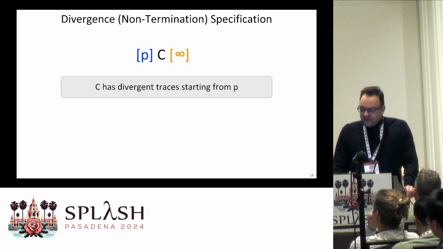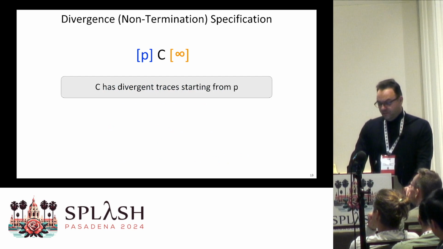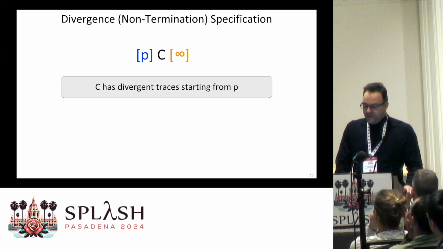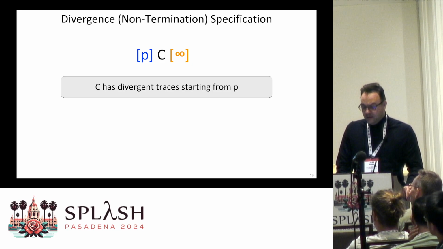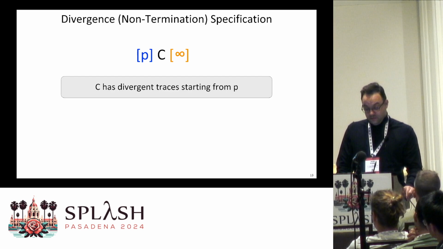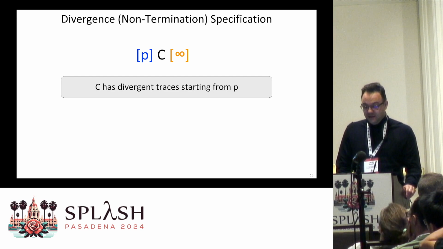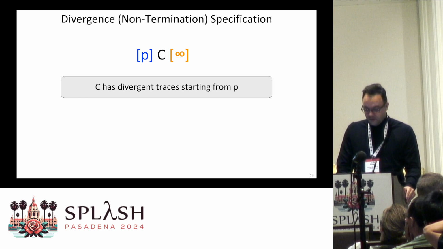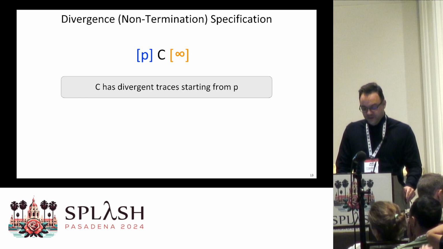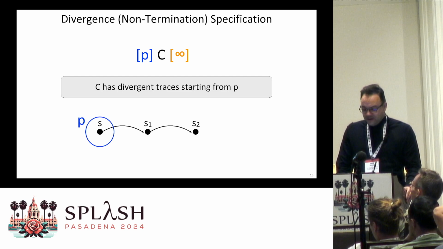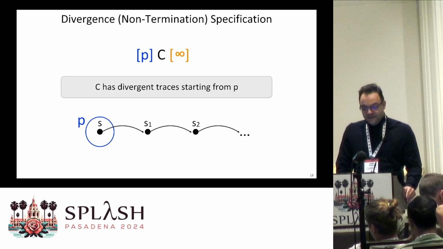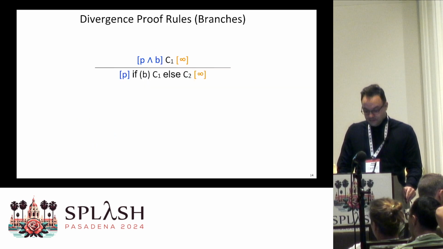We introduce those new triples called divergence triples. And the way they read is that if you execute a piece of code C that starts in a pre-state satisfying P, well, then C diverges, right? So if you execute C in a precondition P, then C diverges. Or C has a divergent trace starting from P. That, for example, represents, graphically speaking, a trace that never terminates, that goes from S to S1 to S2, and that goes infinitely like that.